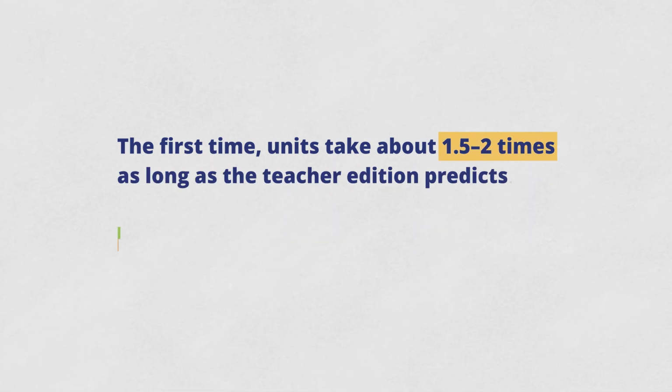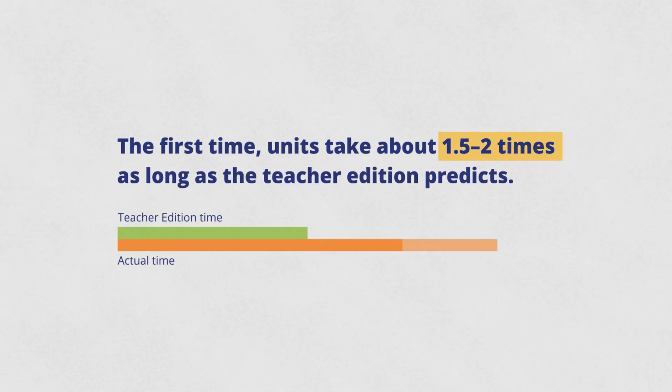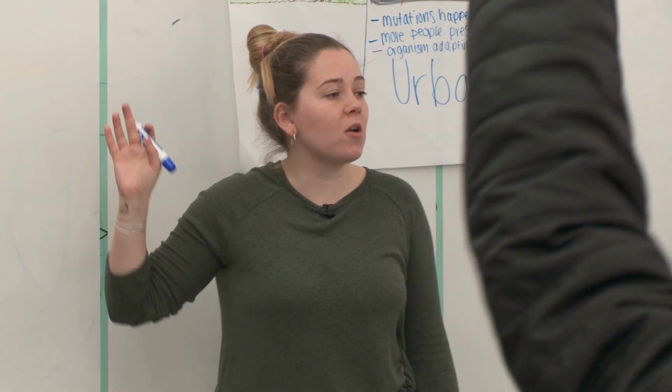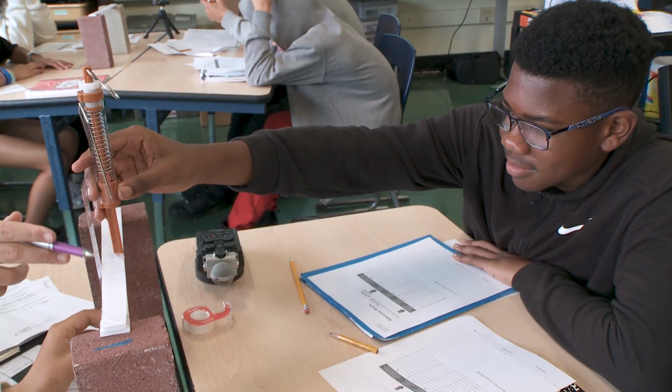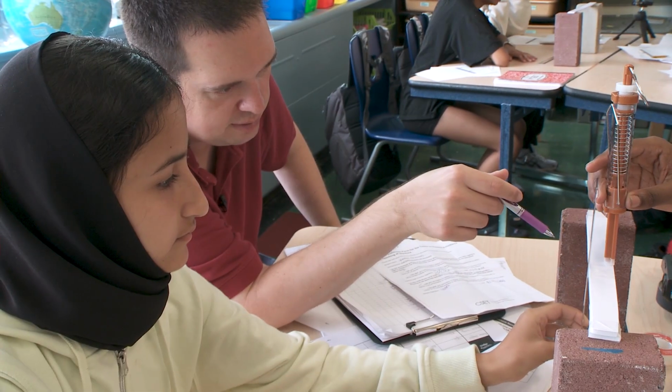Teachers have found that when teaching OpenSciEd for the first time, units take about 1.5 to 2 times as long as the teacher edition predicts. And honestly, any time we do something for the first time, it takes us longer to do it well. Teachers also share that, just like with anything else, when we get more practice, it gets faster and easier with time. But there are ways to make the pacing feel more manageable for your first time.